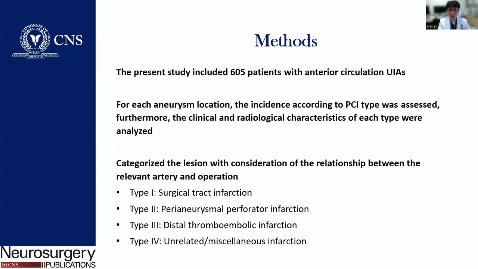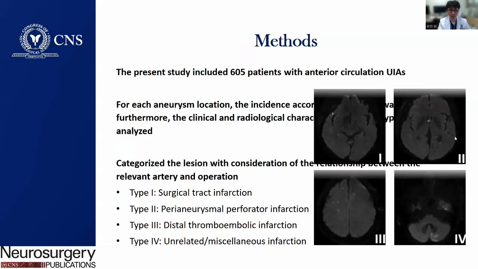The present study includes over 600 patients with anterior circulation unruptured intracranial aneurysms. The overall incidence of PCI is assessed as well for each aneurysm location. The clinical and radiology characteristics are reviewed. PCI is categorized by 4 types. We defined type 1, surgical tract infarction, type 2, perianeurysmal perforated infarction, type 3, distal membrane infarction, and type 4, unrelated miscellaneous one.